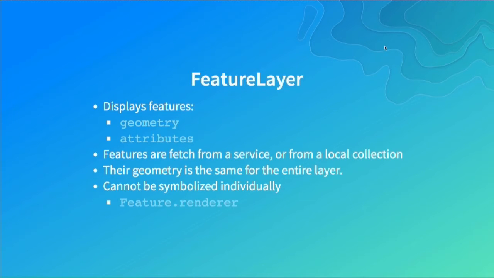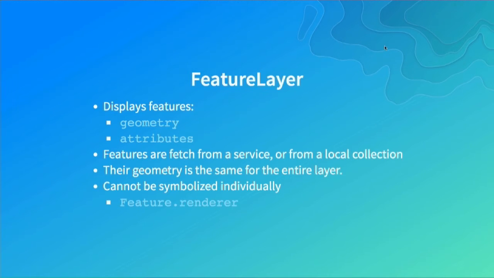You just add graphics to the source, and then you can go ahead and add a renderer to this feature layer. But it's important to note here that unlike a graphics layer, they all have to be the same geometry. So you can't just start throwing points, lines, and polygons into the same feature layer. They have to be the same geometry. It's not going to work.